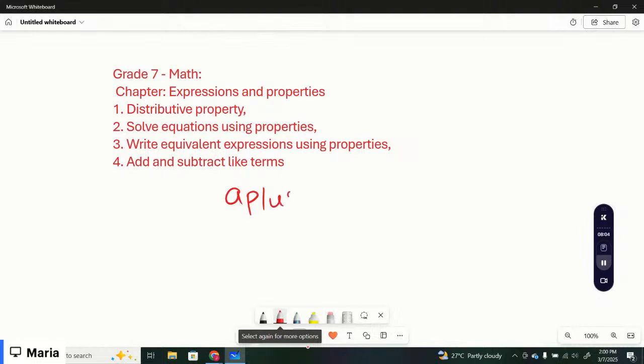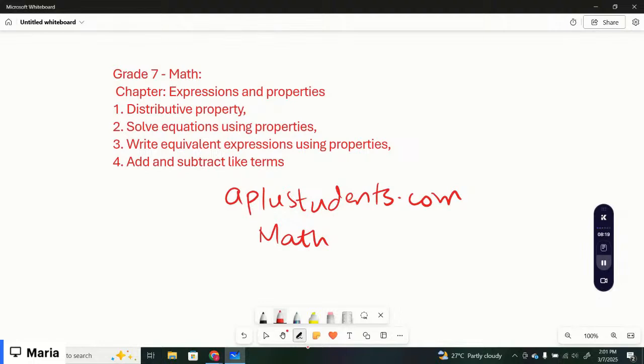You can find all the lessons on aplstudents.com. You have to log in there using your email address and password as provided by the administrator. Then you have to select math from the subject tab. Scroll down to grade 7 math and then click on view all lessons. There you can find a list of the chapters.